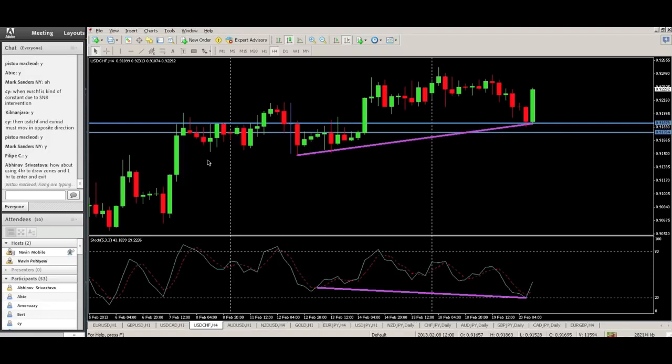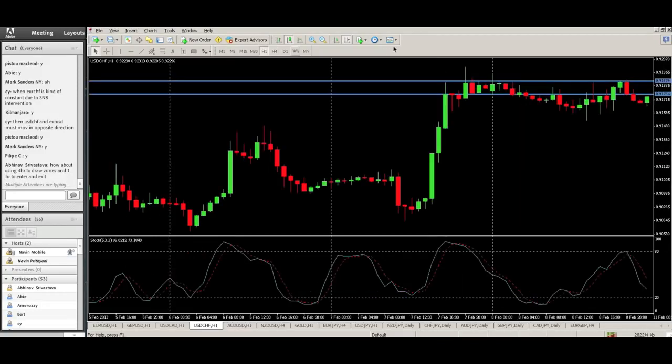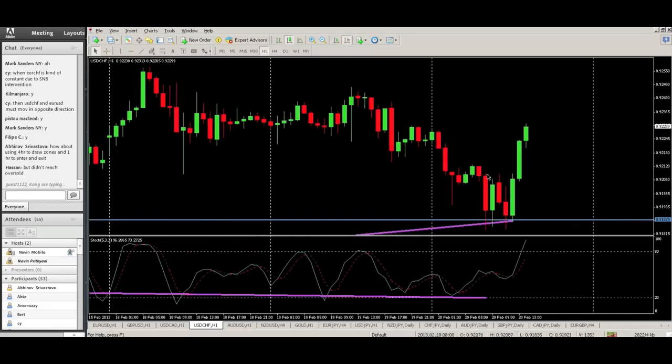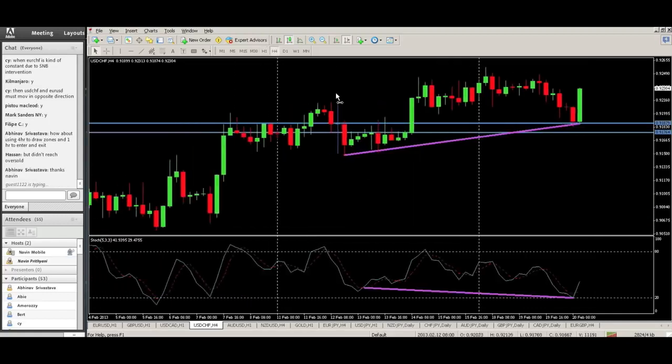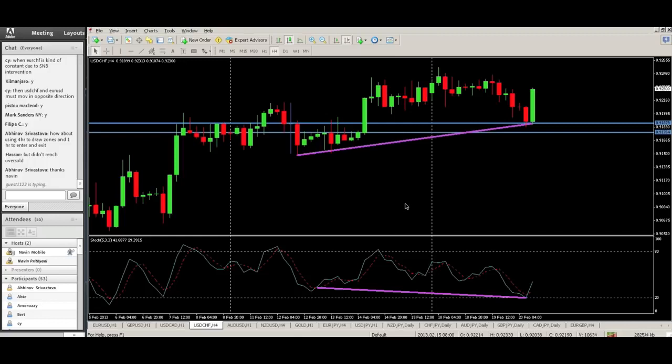Abhinav, yes, you can do that as well. For example, I did this on the 4 hour. I draw these zones, right? If I go down to the 1 hour, take a look. It makes more sense because you're like, okay, there's a whole bunch of tails coming into this area. But it's nearby, Hassan. It's nearby. It's close enough.